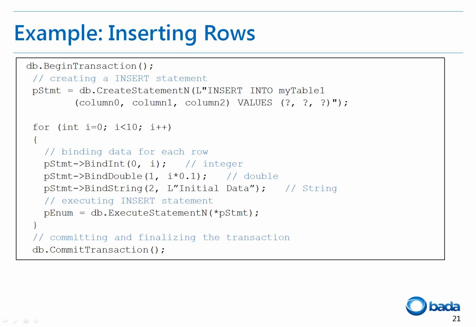Let's have a look at an example to add a row to this table. First, to acquire the mutex of the database, you have to execute the begin transaction command for the database and construct the statement to insert a data row. Bind the data to this statement and execute the statement. Then the database is ready for the row insertion. Finally, you can complete the transaction using the commit transaction function.